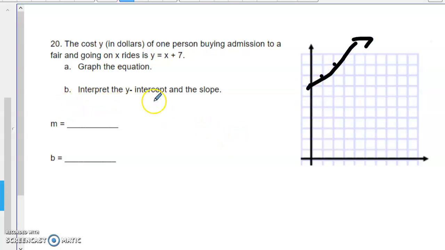Now it says interpret the y-intercept and the slope. Well, the y-intercept is 7. And what that means is it costs you $7 to get into the fair. The slope of 1 means that it's going to cost you $1 for each ride in the fair.